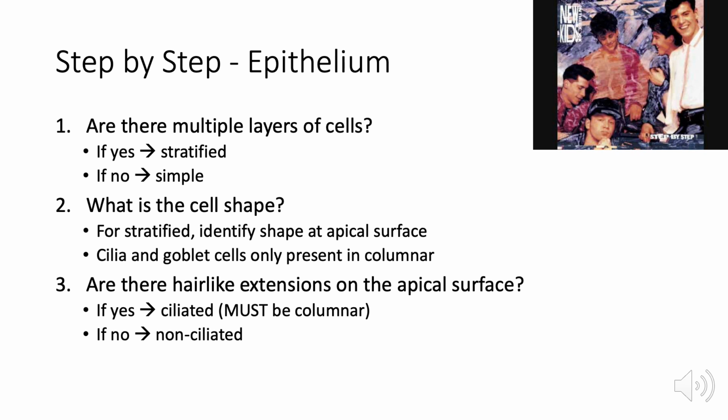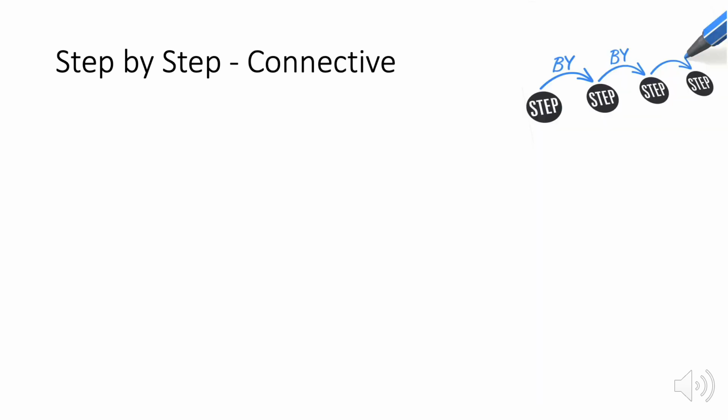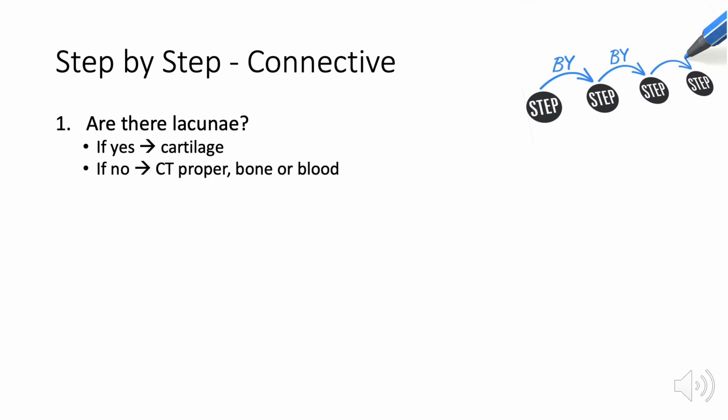So all of our columnar will want to add in ciliated or non-ciliated. Okay? If instead you've determined that you are looking at a connective tissue, the first thing to do is to see if you have any lacunae. Remember, the lacunae are the empty white spaces, the bubbles that house your cartilage cells, which are called chondrocytes. So if there are lacunae, you are dealing with one of the three cartilage. If not, it's either connective tissue proper, bone, or blood.